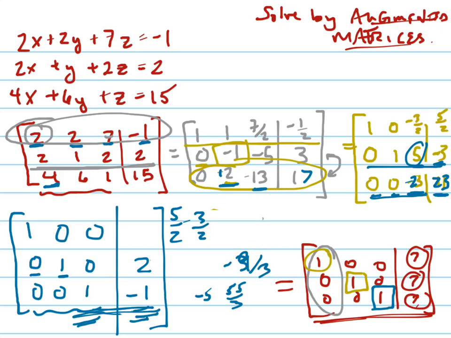What's 5 halves minus 3 halves? Equals 2 halves, which equals 1. There are your 3 answers. And that's how you do that problem. So x equals 1, y equals 2, z equals negative 1.